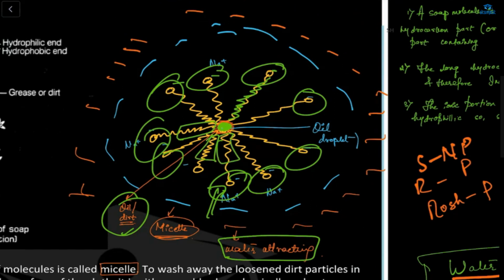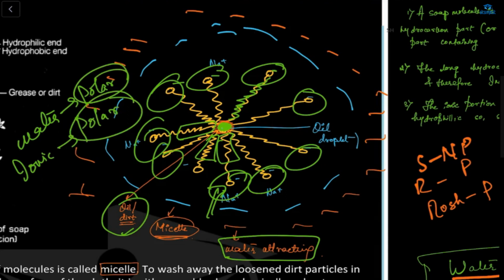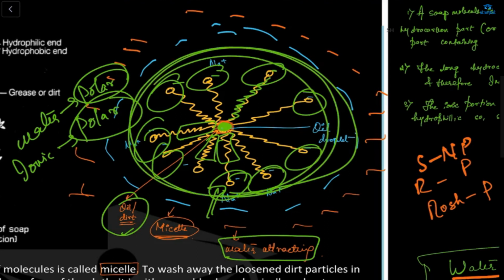Why is the tail not a water attracting part, Roshni? Tell Safia why the tail is not a water attracting part. Please unmute yourself and then tell. It is non-polar, and water is polar. Yes, we can say it like that: your hydrocarbon part is non-polar, but water is polar. Your ionic part is also polar. That's why polar will attract polar. All these ionic parts attract the water because both are polar.